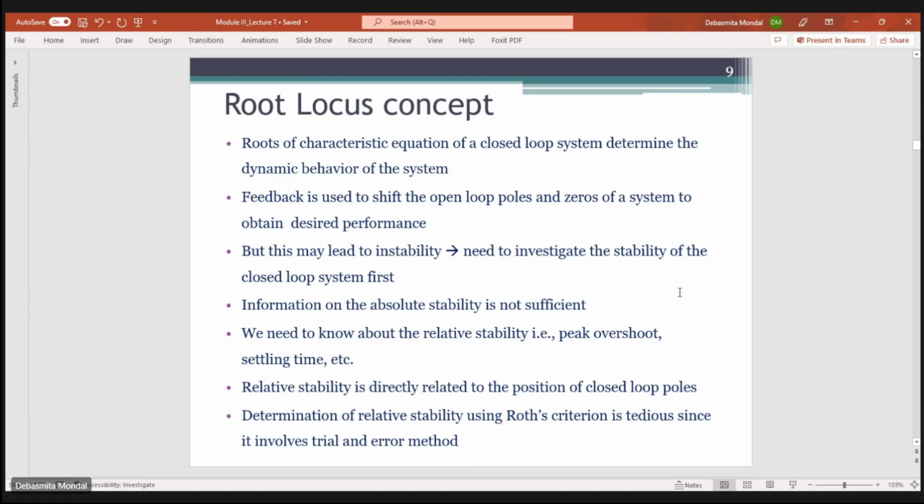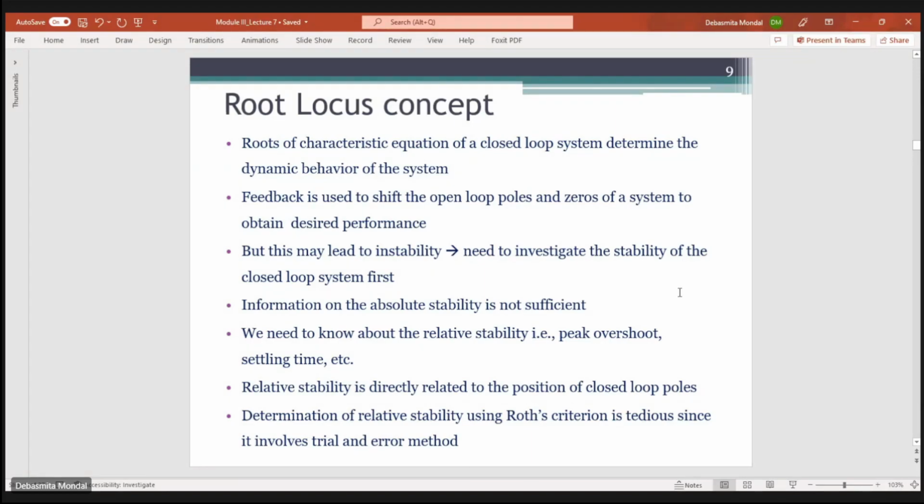So as you remember, the roots of the characteristic equation of a closed loop system determine the dynamic behavior of the system. Depending on the position of the poles and the zeros of the closed loop system, the time domain response of your system will be governed.